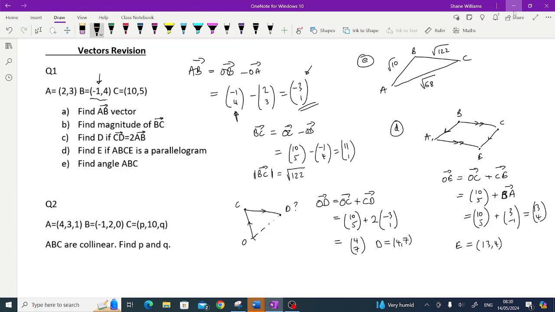And then we can use the cosine rule, so call this angle here theta. We can say cos theta equals b squared plus c squared minus a squared over 2bc. Use those magnitudes, and you get an angle of 23.63, I believe.